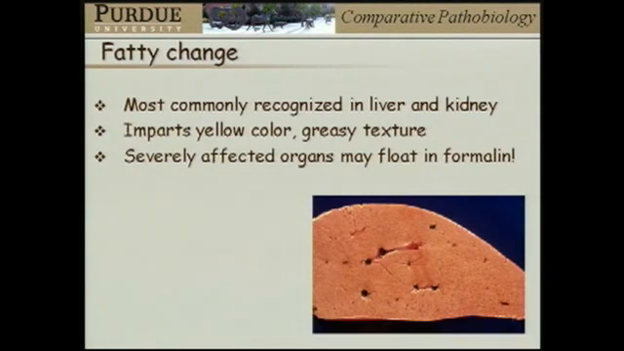Fatty change is most commonly recognized in the liver and the kidney. It imparts a yellow color and perhaps a greasy texture to the affected tissues. Tissues may be so severely affected that sections of the affected organs may actually float in formalin. And the example here is a cross-section of liver showing fatty change. So the morphologic diagnosis you would make would be hepatic lipidosis.